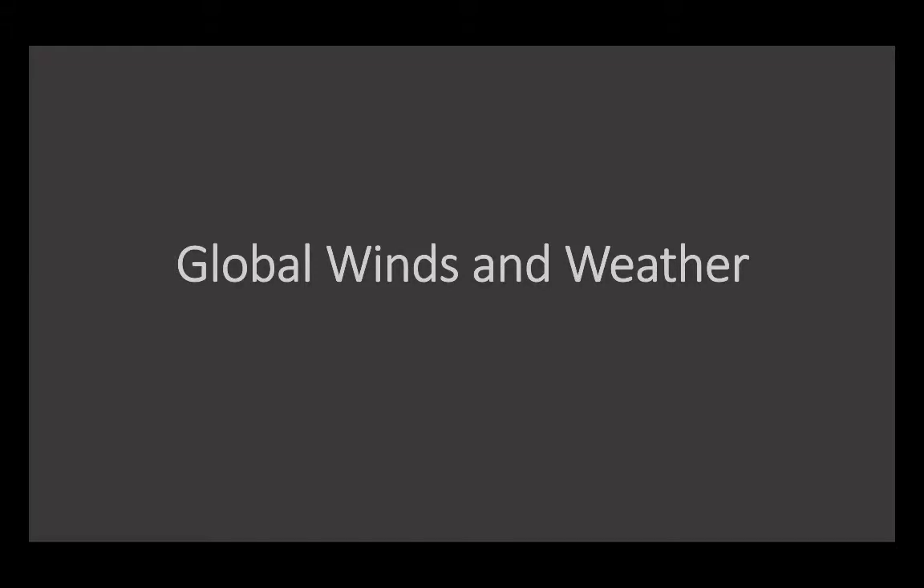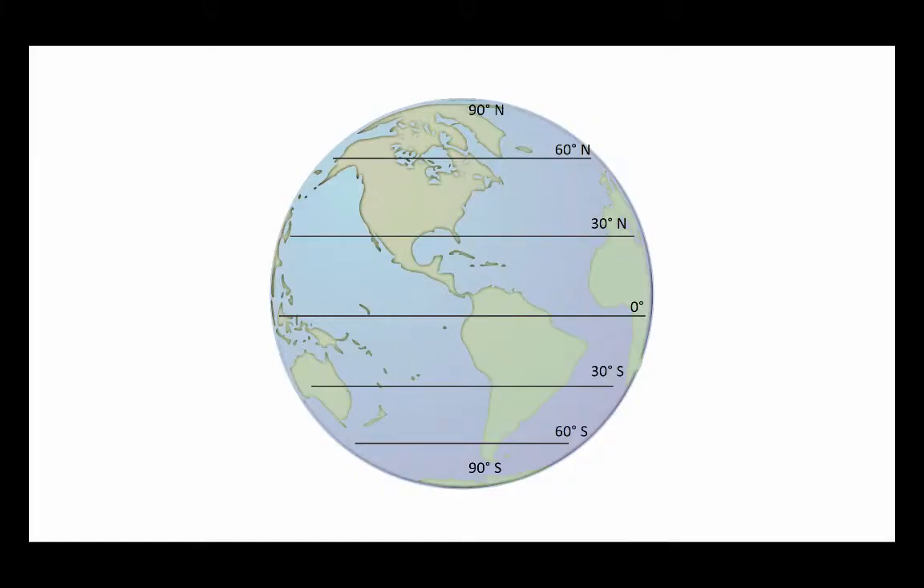In this lesson, we're going to discuss global winds and weather and what causes these. Of course, the ultimate cause of the wind and other weather on Earth is the sun and how the Earth receives energy from the sun. Remember, the region near the equator receives the most energy, while the poles receive the least.